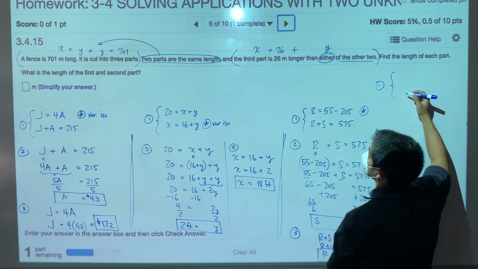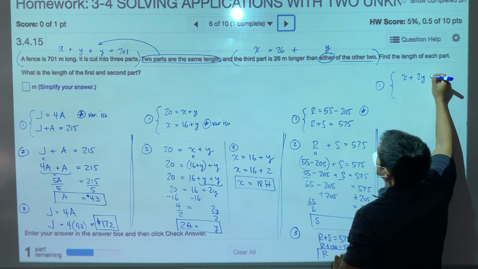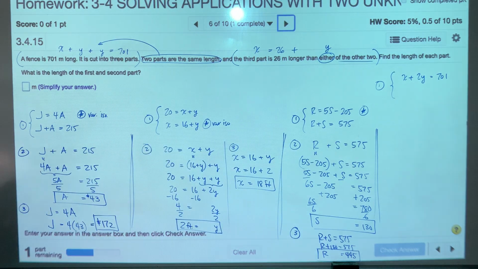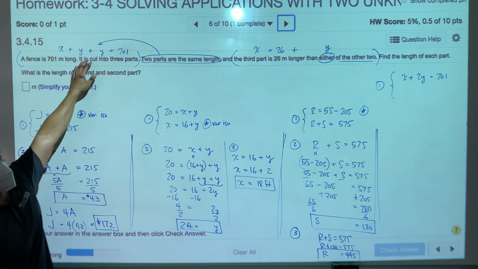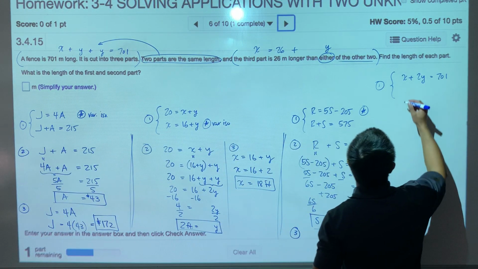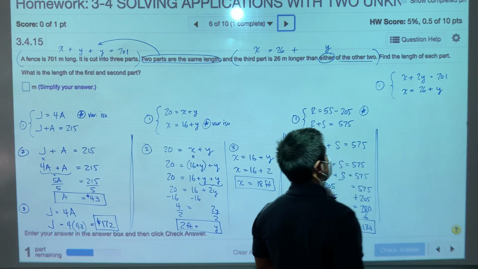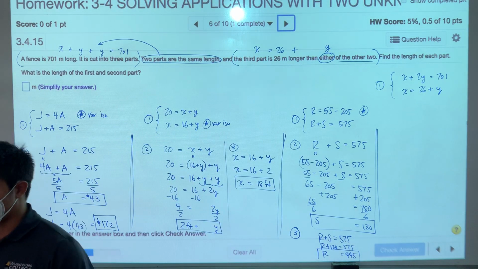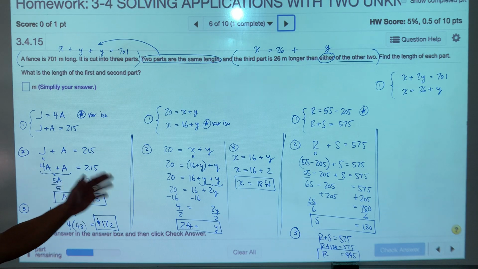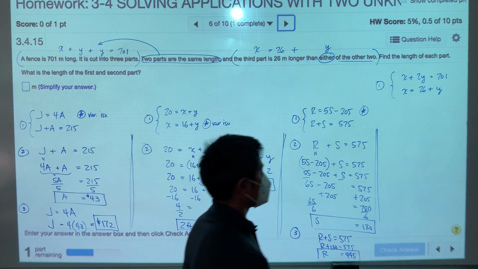So here's my equations. X plus 2Y equals 701. Why did I write 2Y? How did I get 2Y? Because I combined these, right? Y plus Y is 2 Y's. So I saved a little time, combined those. And then the other one, X equals 26 plus Y. And there it is. I've got all the information I need to successfully complete this problem, just like all the others. Follow? Okay.